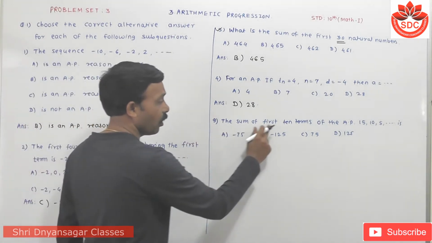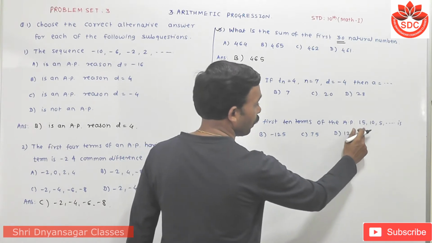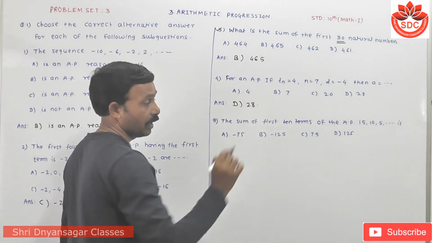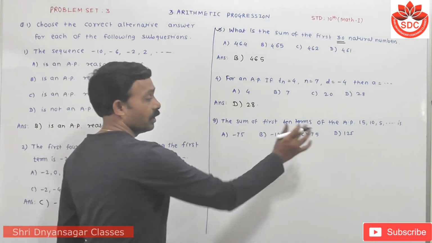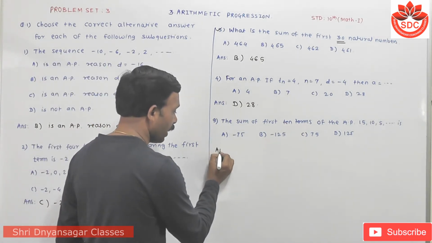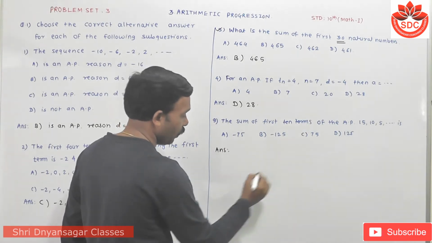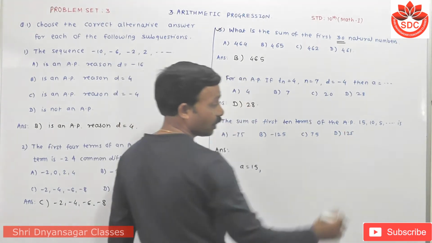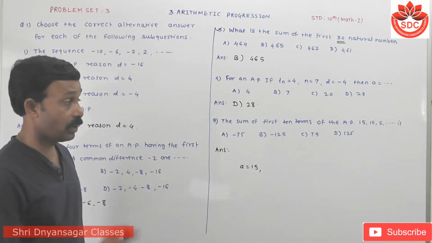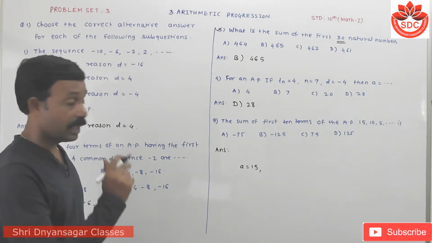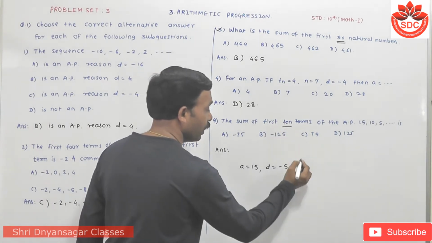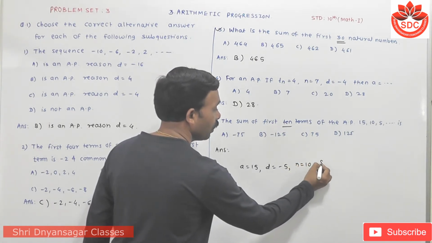Then this: the sum of the first 10 terms of the AP. Now the AP is given here: 5, 15, 10, 5, and so on. Students, when we observe carefully, A is 15 here, the first term. The difference between any two consecutive terms is here minus 5, T2 minus T1, meaning D is minus 5. N is 10, you have to find out 10 terms, so N is equal to 10, and you have to find S.